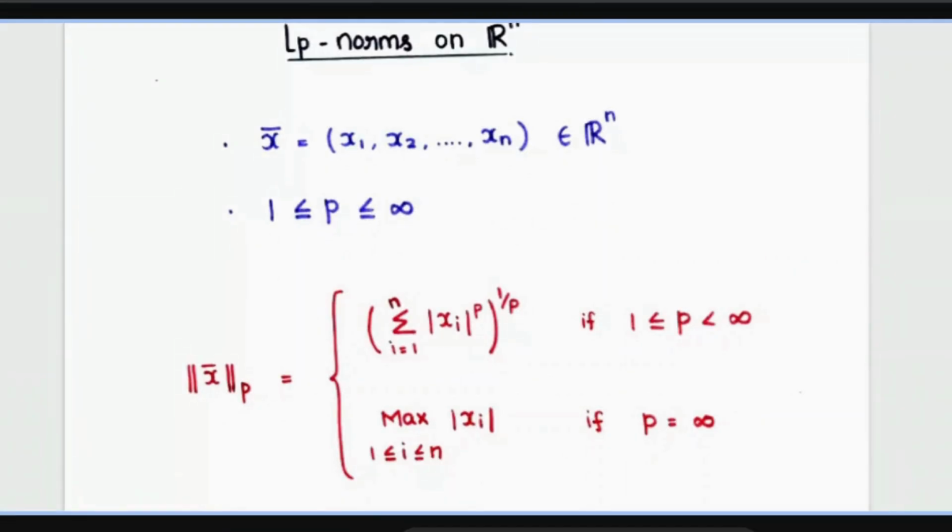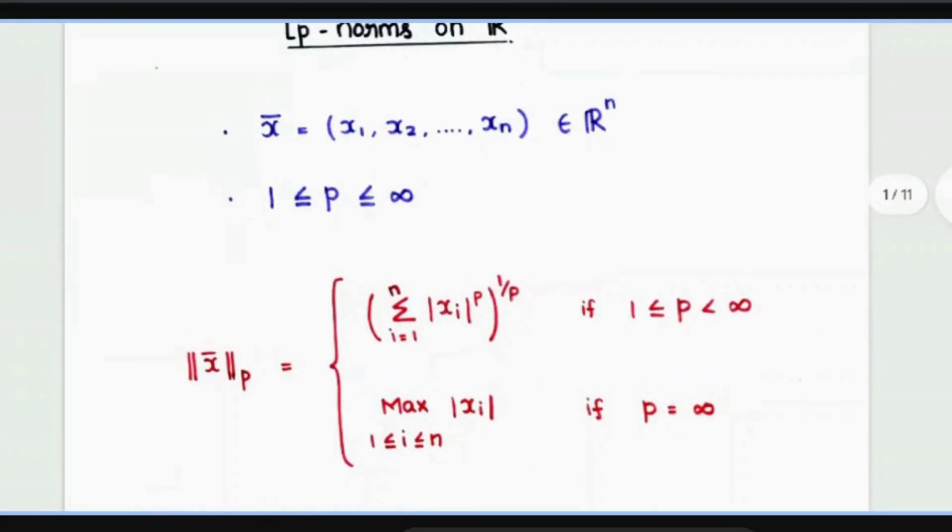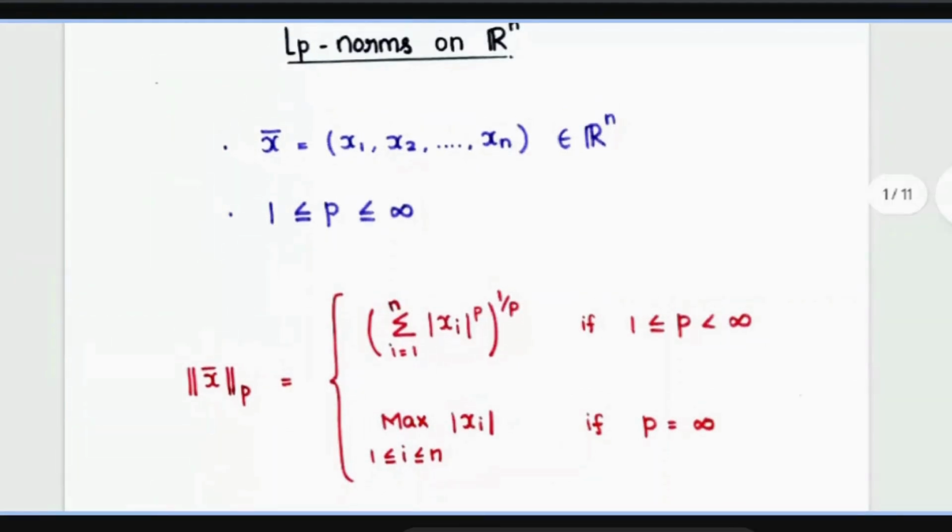For p greater than or equal to 1 and less than or equal to infinity, we define the Lp norm as the summation of modulus of x_i to the power p, whole to the power 1 by p, for 1 less than or equal to p less than infinity. And for the p equals infinity case, we define it as the maximum of modulus of x_i, where i varies from 1 to n. We usually call this the L infinity norm or sup norm.